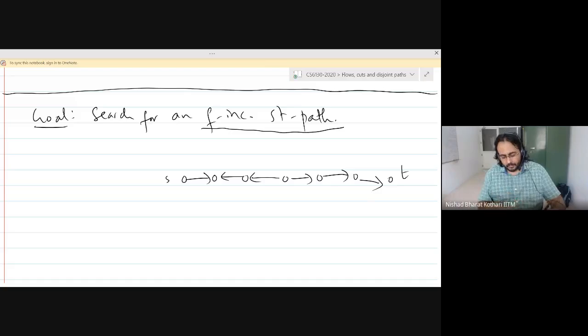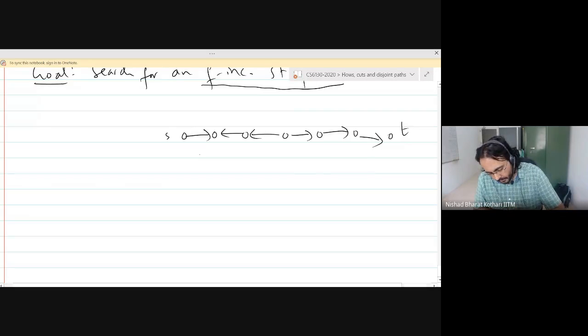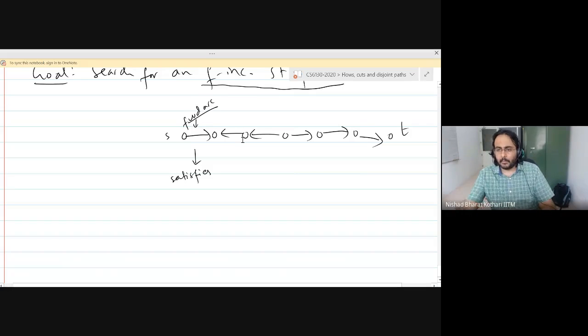Can someone remind me what is an f incrementing st path? Pappu, can you hear me? Okay, so what do the forward arcs have to satisfy? This is a forward arc. What does the forward arc have to satisfy? I'm reading what you're typing, so you can type if your connection is not great. What is capacity? Supposing this arc is a, can you write to me an inequality that needs to be satisfied by this arc?